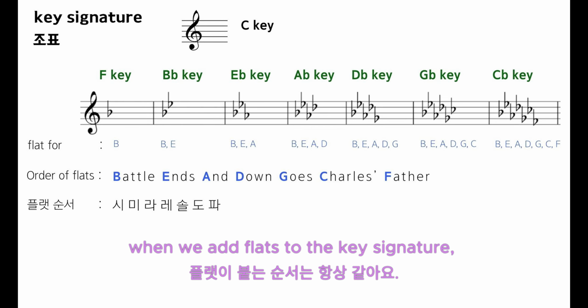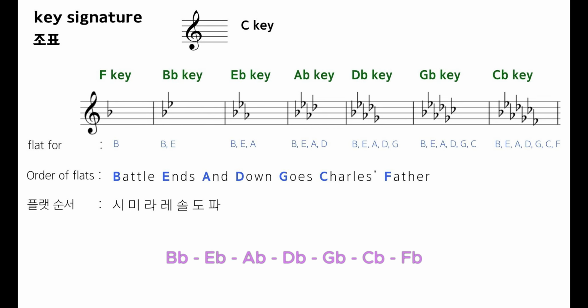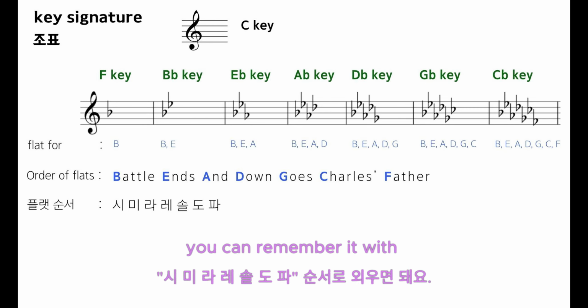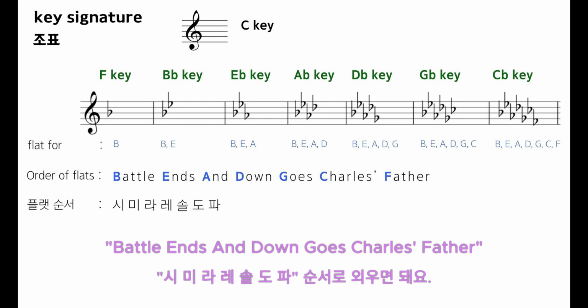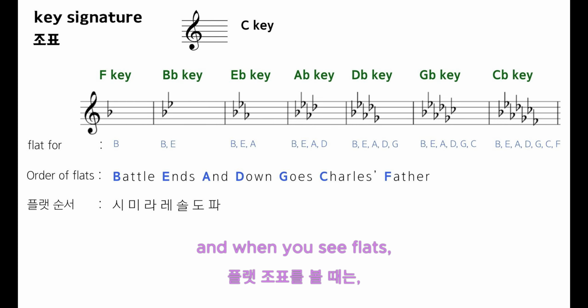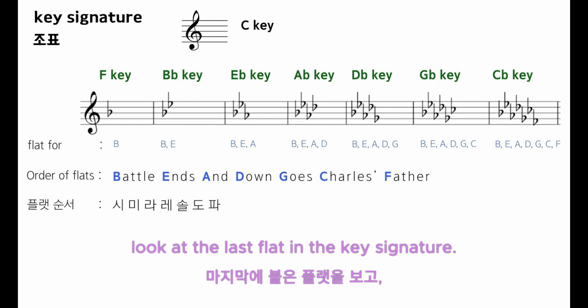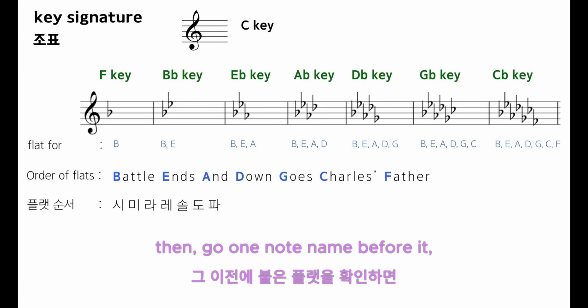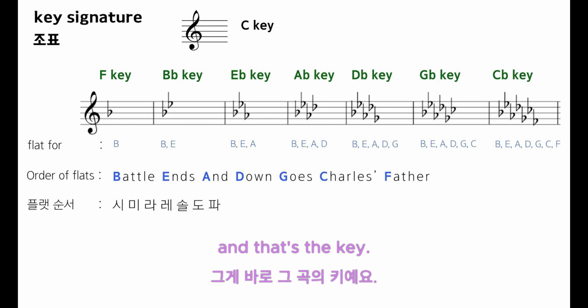When we add flats to the key signature, they always come in the same order. It's B flat, E flat, A flat, D flat, G flat, C flat, and F flat. You can remember it with Battle Ends and Down Goes Charlie's Father. And when you see flats, look at the last flat in the key signature. Then go one note name before it, and that's the key.